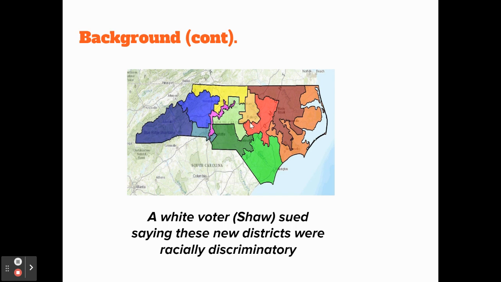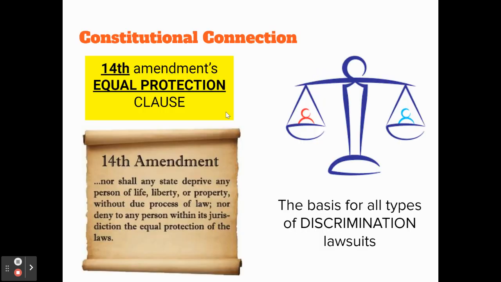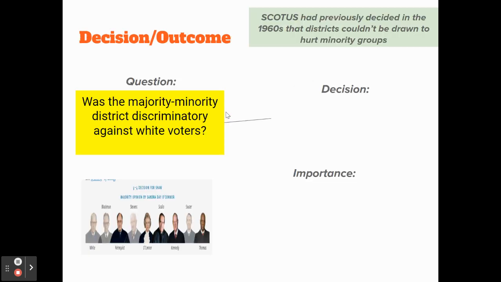And white voters object that the focus on race in the drawing of districts is discriminatory. Because we're talking about discrimination again, it's the 14th Amendment Equal Protection Clause, just like it was for Baker v. Carr. So again, it's white voters alleging that the focusing on race in the drawing of districts is discriminatory, and they're challenging the legality of this. The decision that the Supreme Court has to make is whether or not these majority minority districts are discriminatory against white voters within these districts, right?